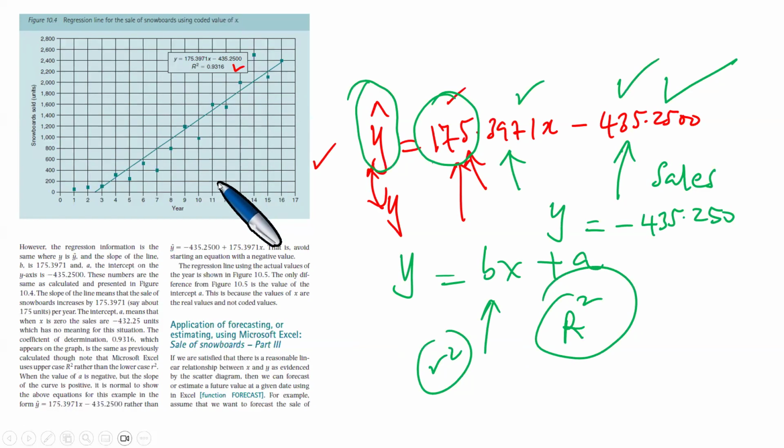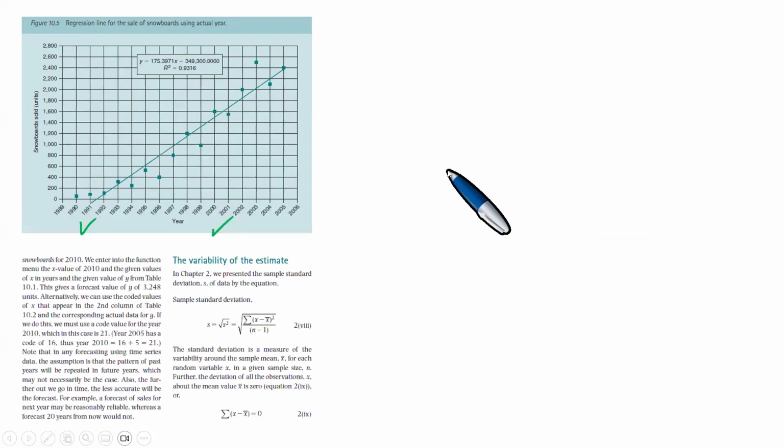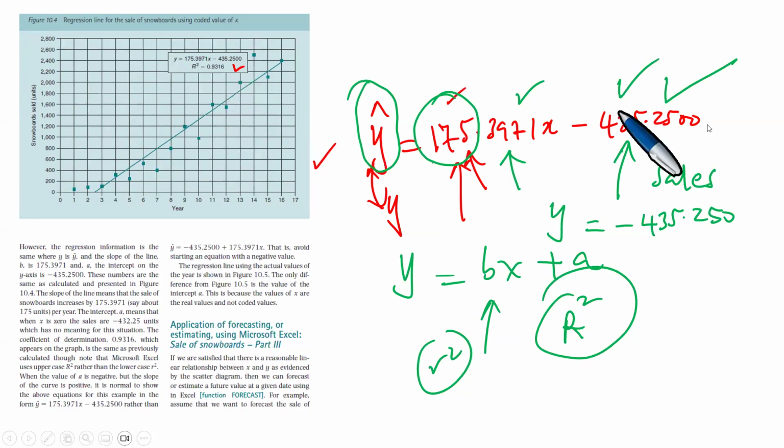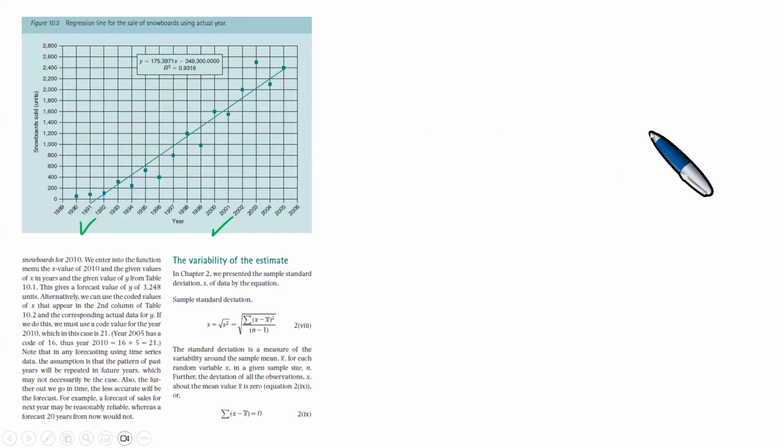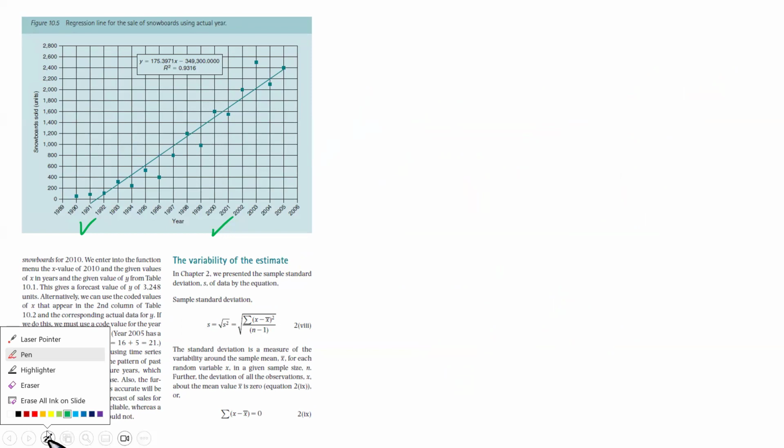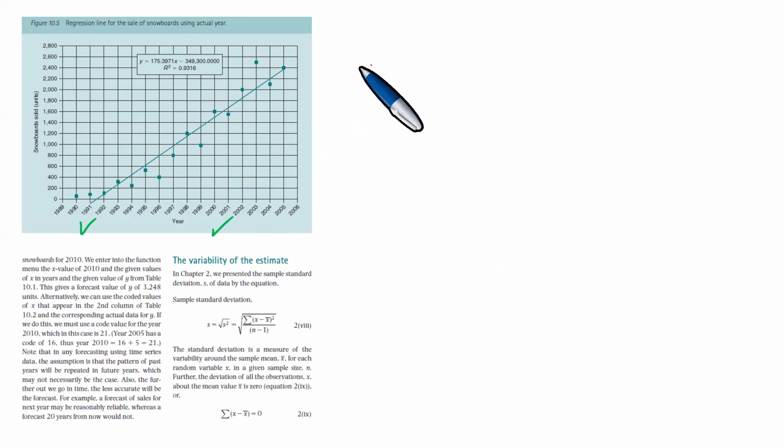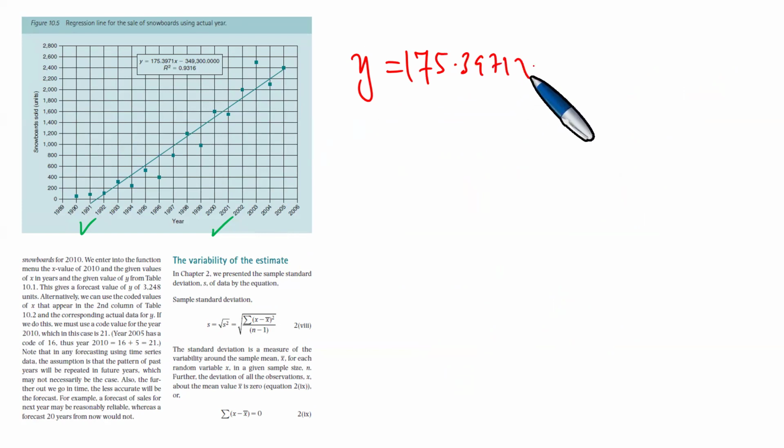But also, we can see the differences in the values themselves. It's 175 here, and obviously here the slope is still 175, but you can really see the difference in the fact that this one is 435 point that. And here now it is just y hat, 175.3971x minus 349, then 300,000.